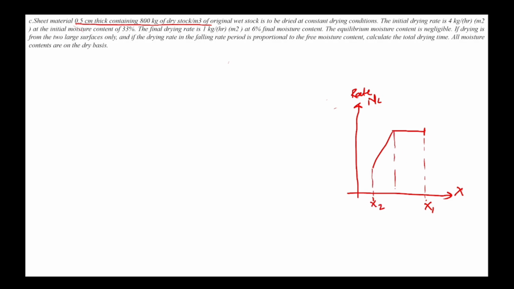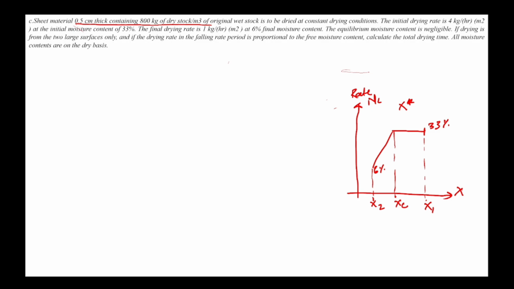Okay. So very first thing, we will draw the diagram. We know that the drying diagram is like this. This is moisture content, this is rate N_C. This value is x1 initial moisture, x2 final moisture, critical moisture, and equilibrium moisture. Okay, so 33% is the initial moisture, final moisture is 6%.